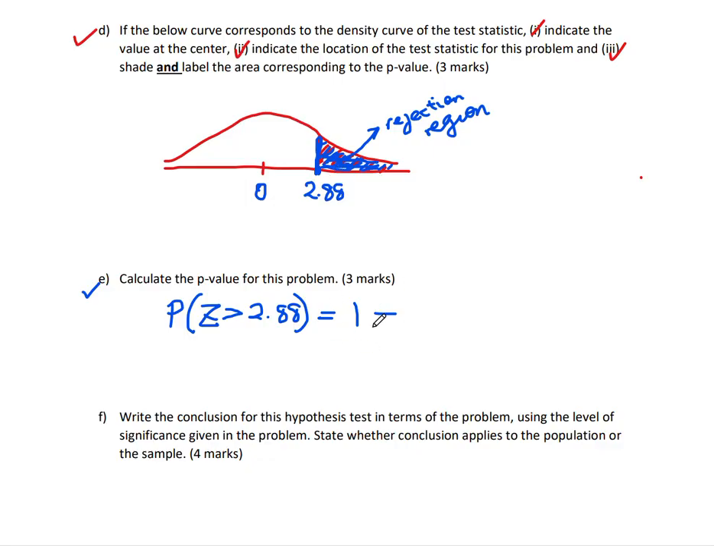Why we are subtracting from 1 is that when you read from the standard normal table, the readings you get are always the probability of the area to the left of a value. So if you need the area to the right, you have to subtract that probability from the total probability of 1.